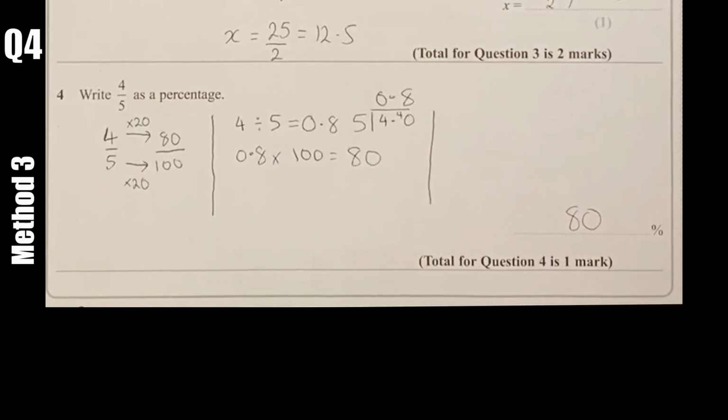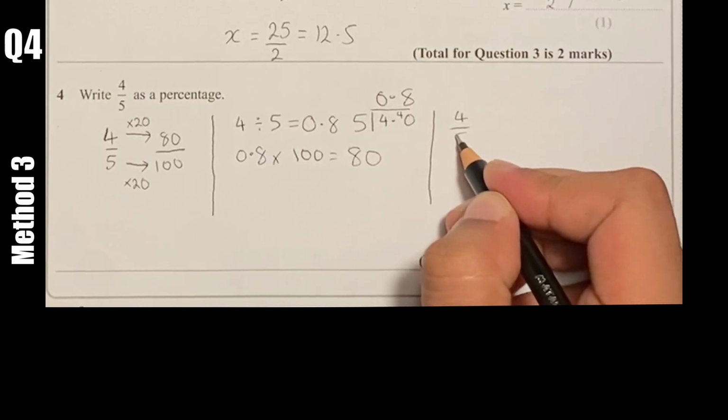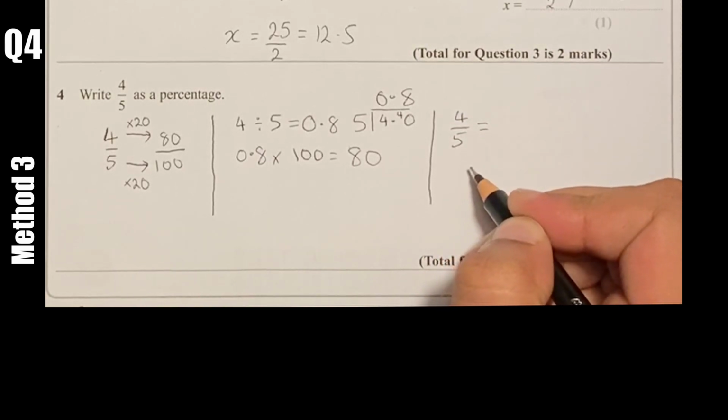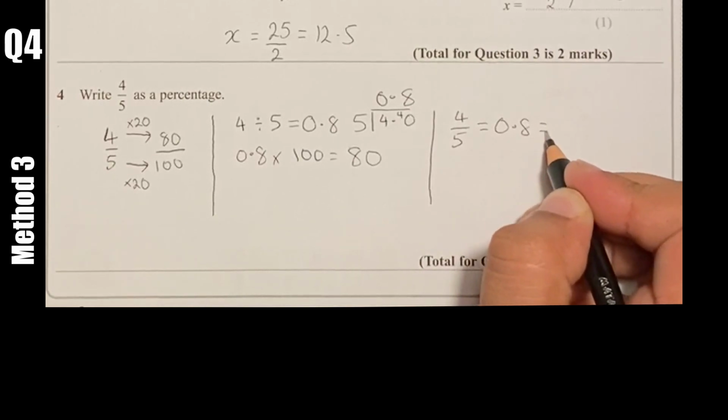The other way you can do this, and this is the final way that I can think of, is to just memorize it. 4 over 5 is one of those nice fractions that you can actually memorize, and you can convert it straight into 0.8 and 80%.